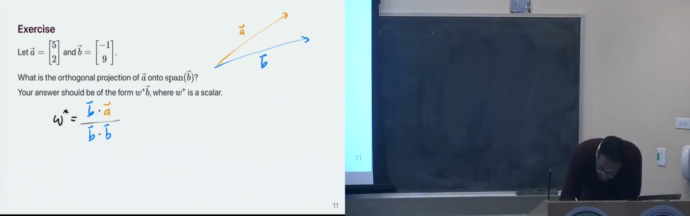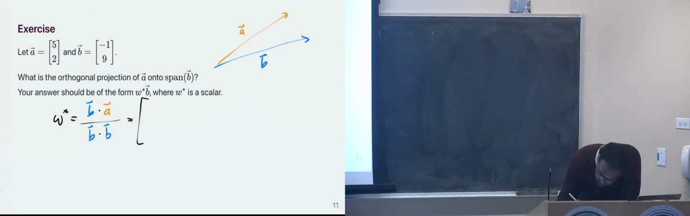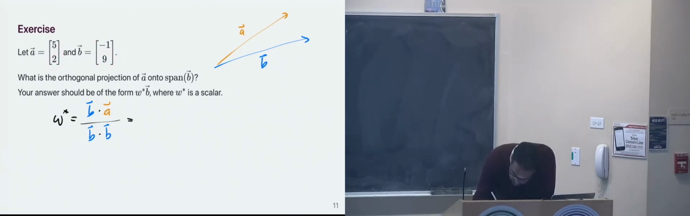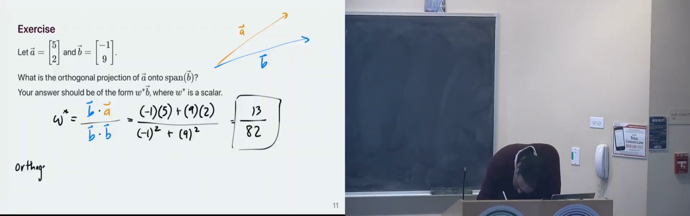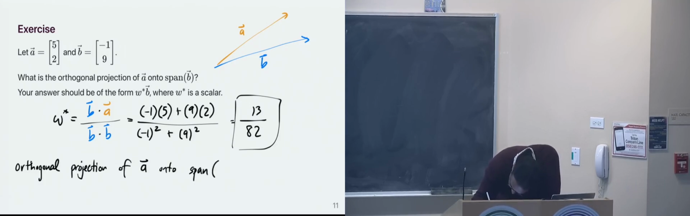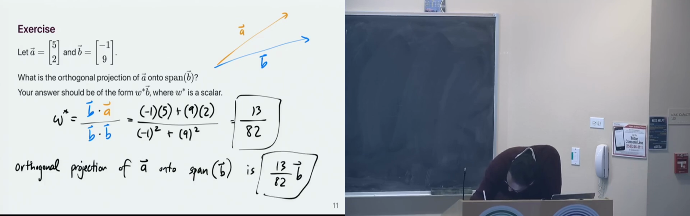Okay? So, what is this number? Well, the dot product of B and A will look like this. This times this plus this times this. I don't know why I drew a matrix there, it's a scalar. But it's negative 1 times 5 plus 9 times 2 divided by negative 1 squared plus 9 squared. This looks like negative 5 plus 18, that's 13. And this looks like 1 plus 81, that's 82. So the answer to the question is that the orthogonal projection of A onto the span of B is 13 over 82 times B. That's the concrete answer to the question that is highlighted here.